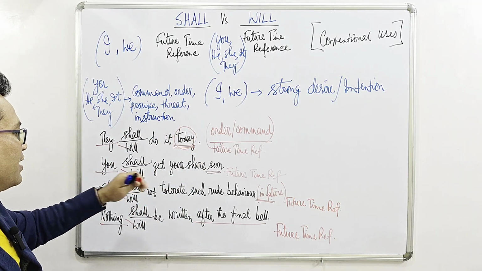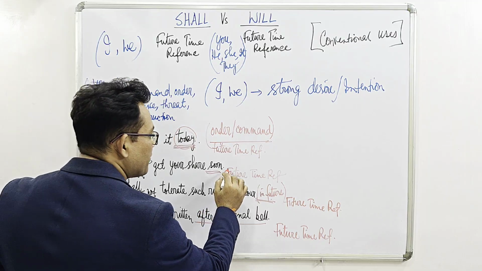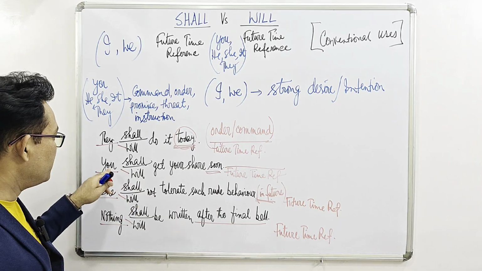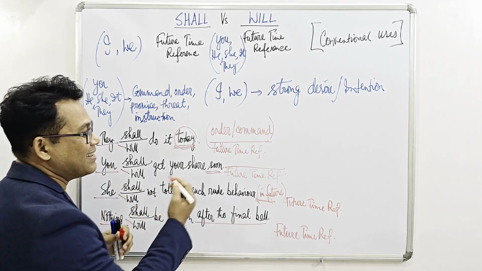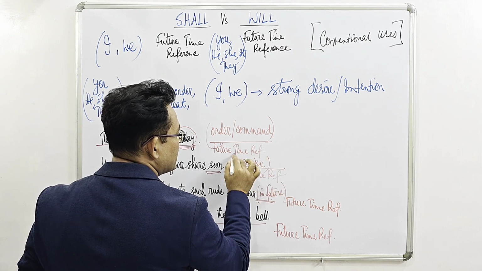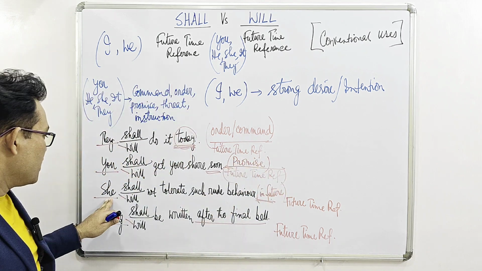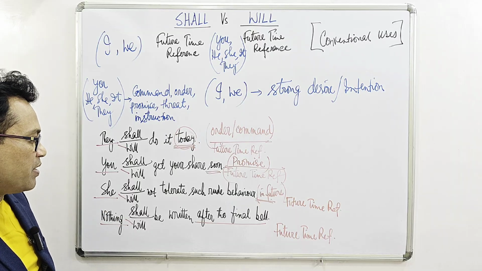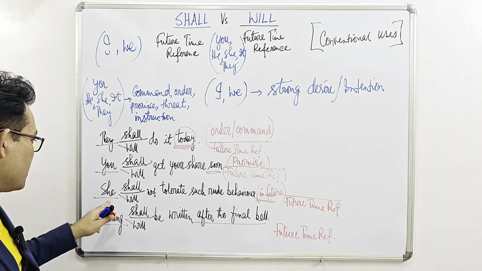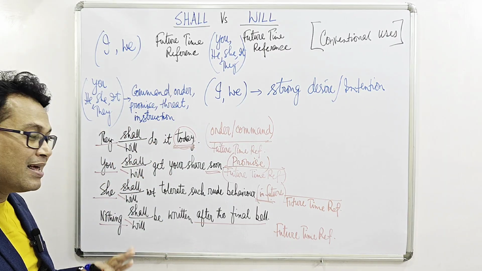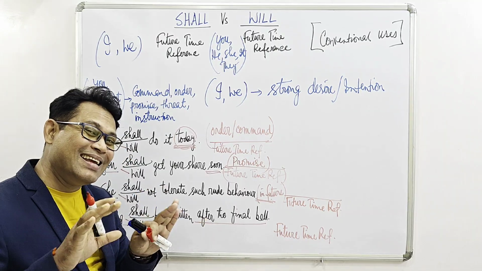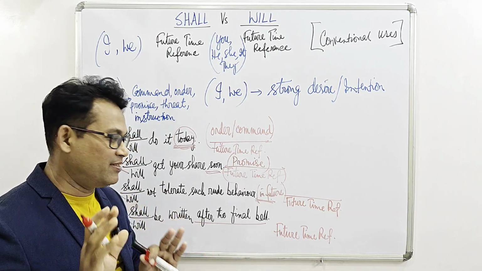Again, number 2, you will get your share soon, future time reference, but as soon as we use shall in place of will after you, the meaning will be you shall get your share soon, here some sort of promise. All right. Third, she will not tolerate such rude behavior in future. So that's the future time reference, but she shall not tolerate such rude behavior. Here, the idea is there is sort of an indirect, implied threat, okay?